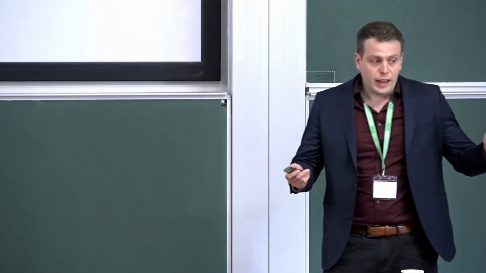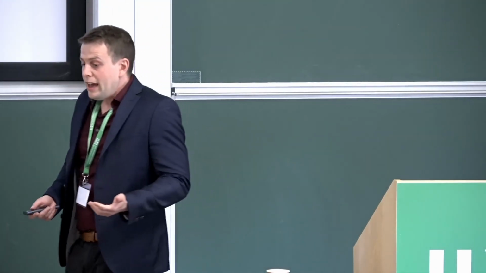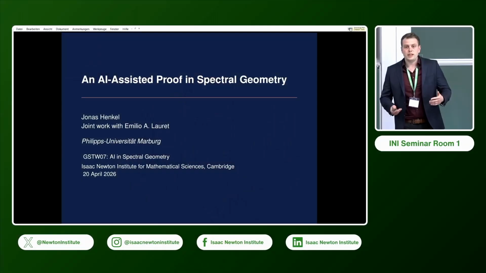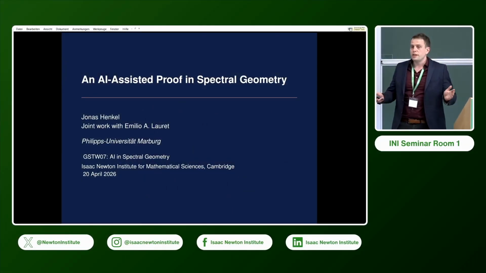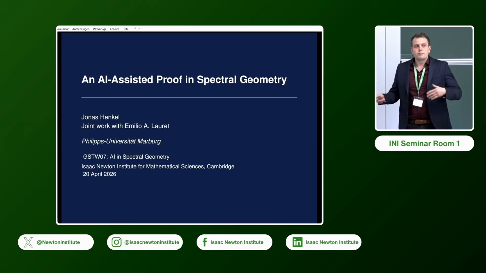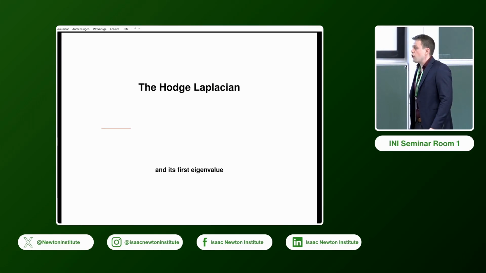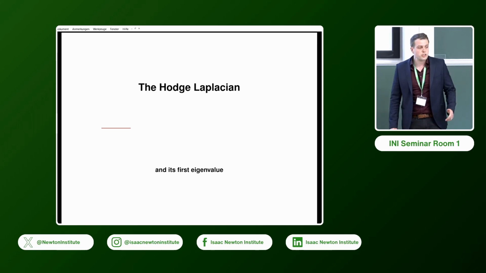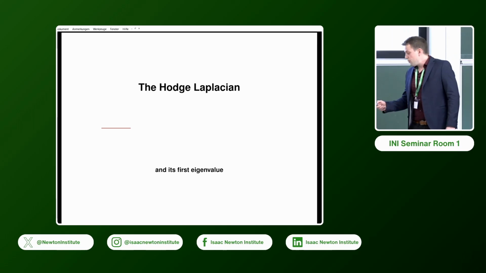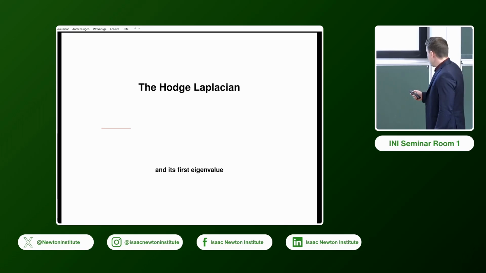So the talk is based on a joint project with Emilio Lauret, and it's about an AI-assisted discovery. The talk mainly deals with a model which is quite heavy and quite big because it reasons most of the time autonomously. And the operator we are interested in is the Hodge-Laplacian, and in particular we're interested in its first eigenvalue.